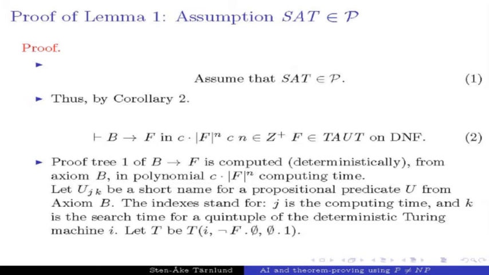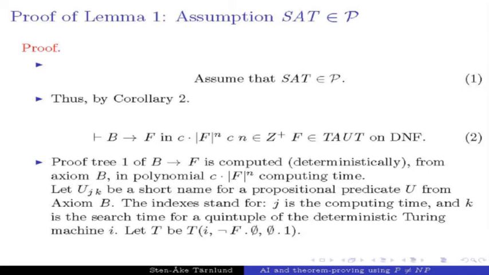So let's assume that SAT is in P. And from the definitions we have given, by corollary 2, we get this one. That says that, well, if SAT is in P, then we can prove F from axiom B in polynomial computing time for all tautologies F in DNF.